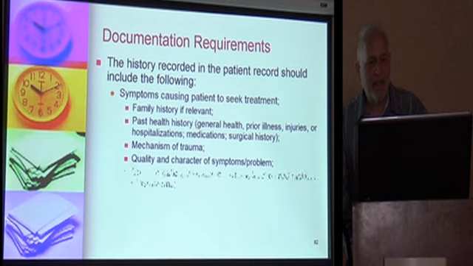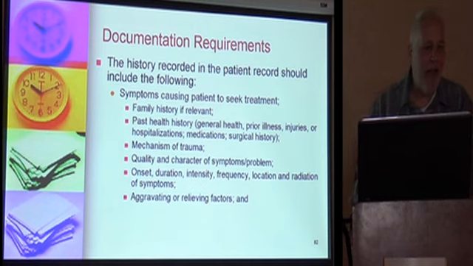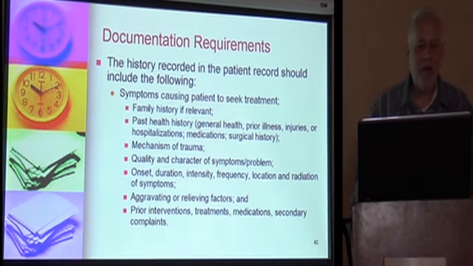Quality and character, that's covered in DOLCAT. Onset, duration, intensity, that's all really covered in DOLCAT. Aggravating and relieving factors, again, that's covered. Prior interventions, treatment, medications, that's covered. So again, they're breaking it out differently, but essentially that DOLCAT gets you everything you need.